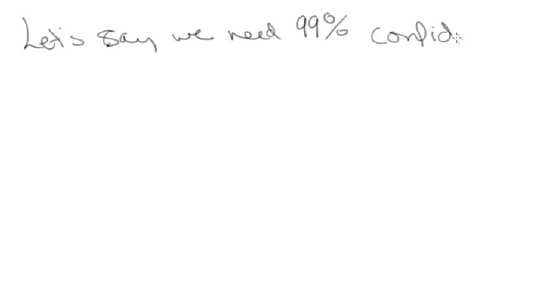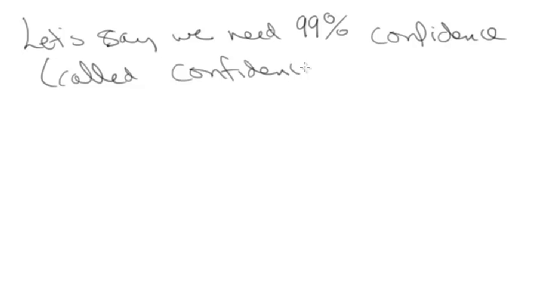Let's say we need 99%. That's bigger than 95%. So I need more confidence. And this is called the confidence level, frequently abbreviated as capital C, capital L.